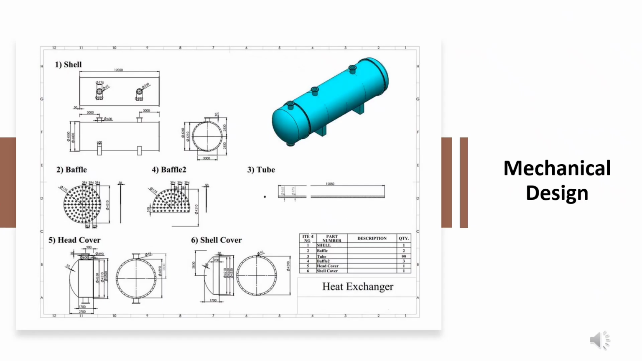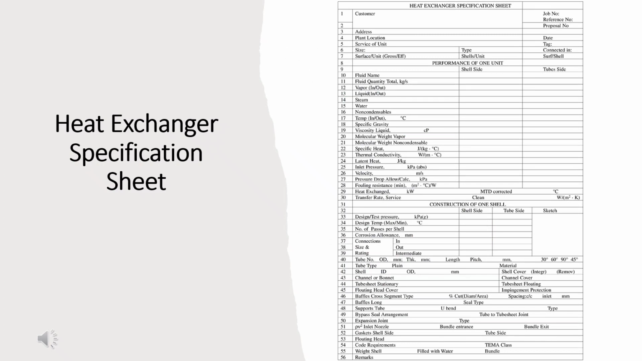There are a few parts of mechanical design for heat exchanger, which are shell, baffle, tube, head cover, and the last one is shell cover. Next, this is the heat exchanger specification sheet. How to use this specification sheet? There are 3 parts, which are details for customer, performance of one unit, and construction of one shell.